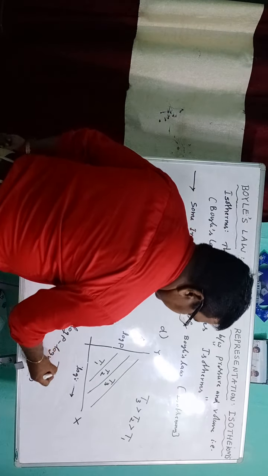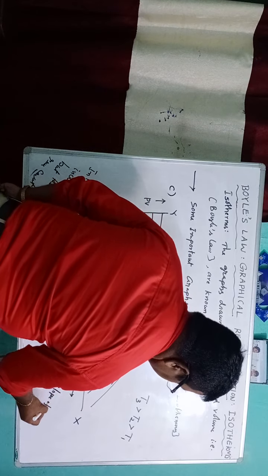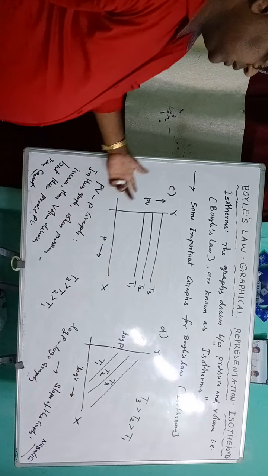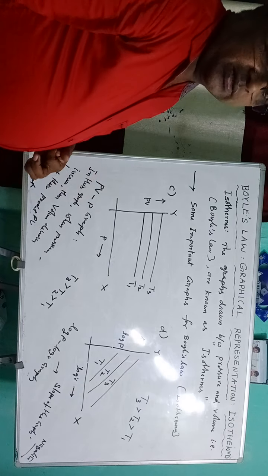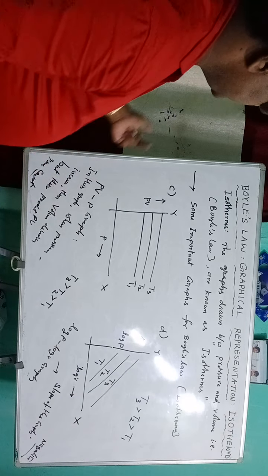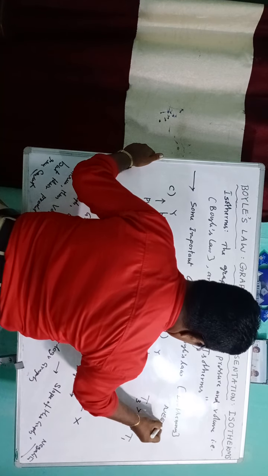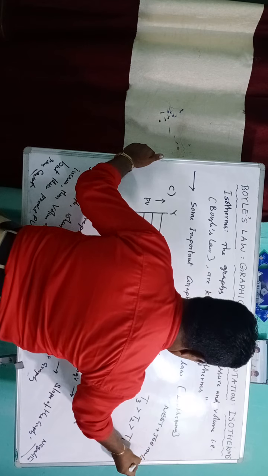In this graph, the main concept is the slope of this graph. The slope of this graph is negative. So these are the four isotherms which we can draw for Boyle's law. These graphs are very important for various competitive exams like NEET or JEE Mains or Advanced.